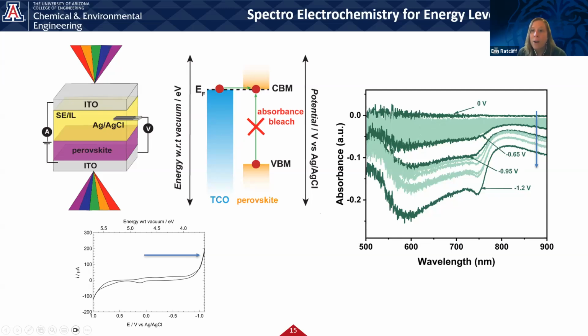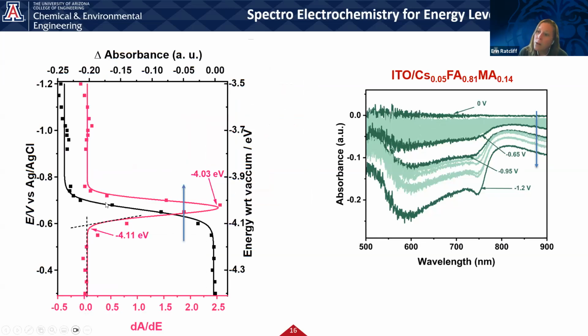And so if we reference a single wavelength, what we can do is now look at exactly where the onset is, or if we take the derivative of that plot, the onset of that conduction band minimum, with a very, very high energy resolution that we cannot get from photoelectron spectroscopy approaches.